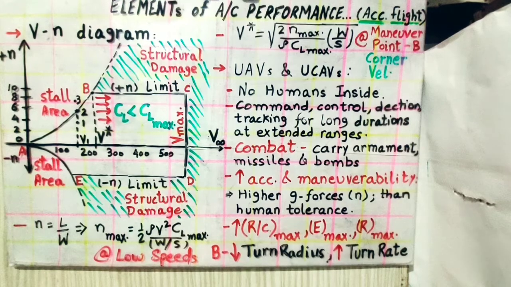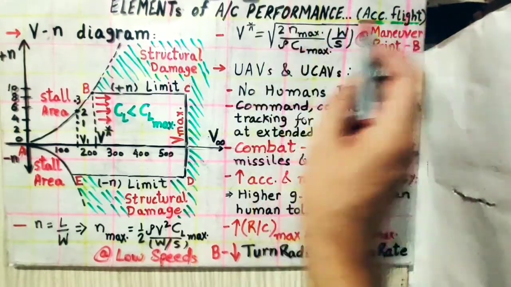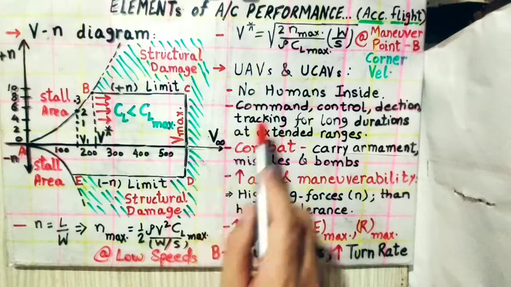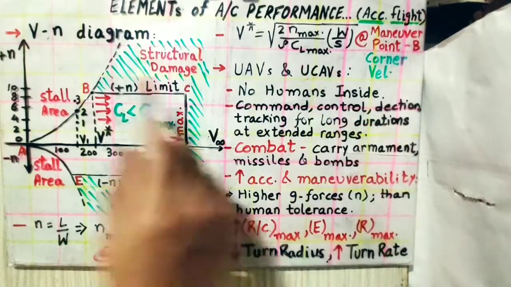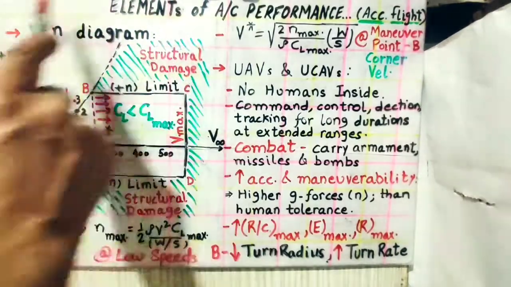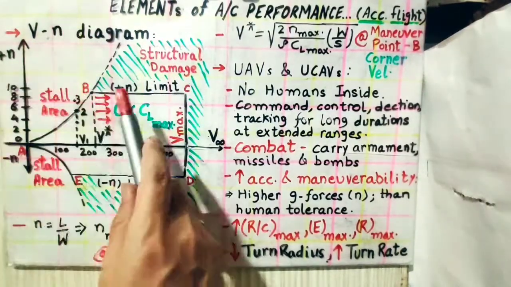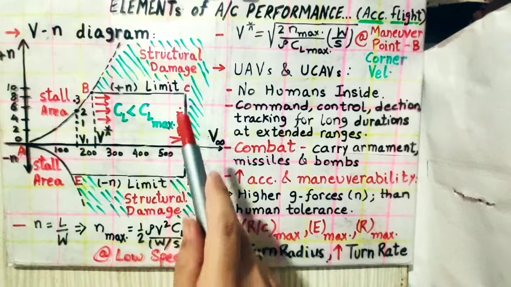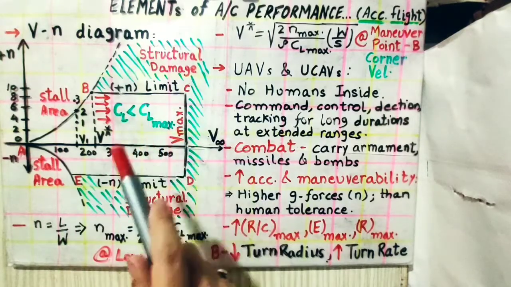Hello amigos, so now let's complete the chapter with accelerated flight and the last lecture of UAVs and UCAVs. In accelerated flight we have the VN diagram left, so let's see what the VN diagram represents. The VN diagram specifically tells us about the envelope of an aircraft in which the aircraft will be flying.